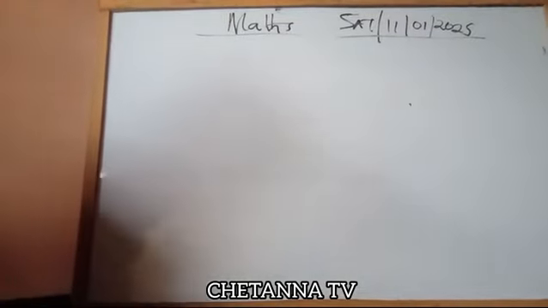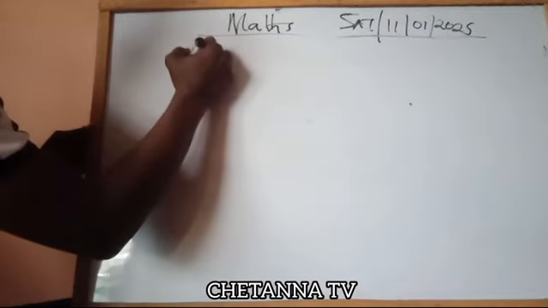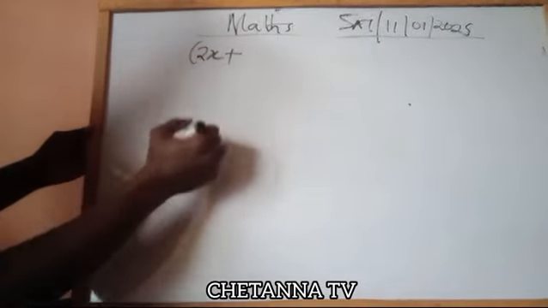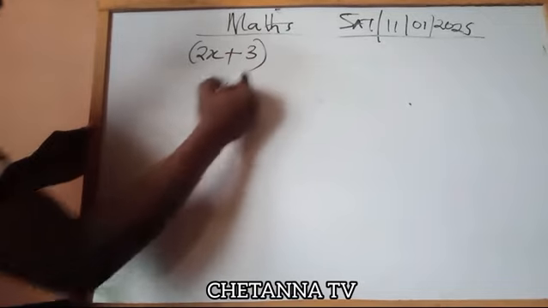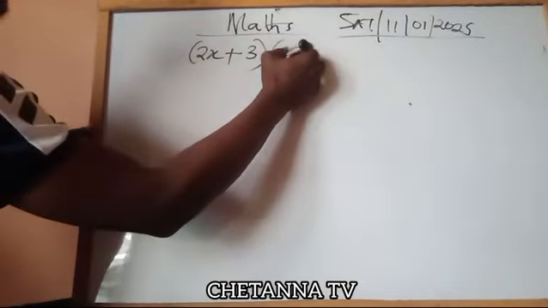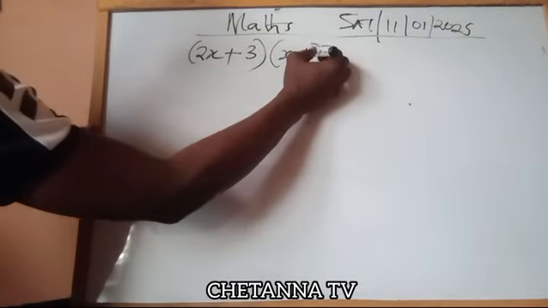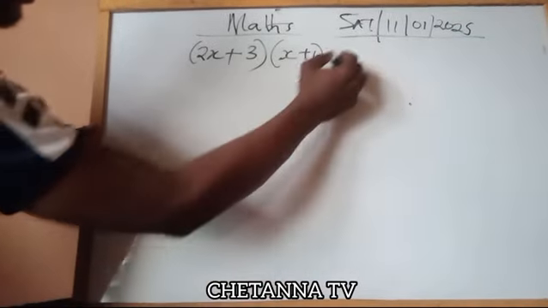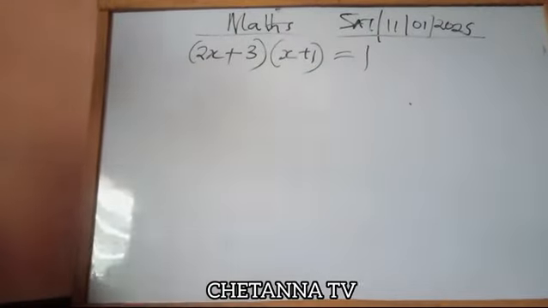Okay, the next question says 2x plus 3, bracket x plus 1, is equal to what? 1.